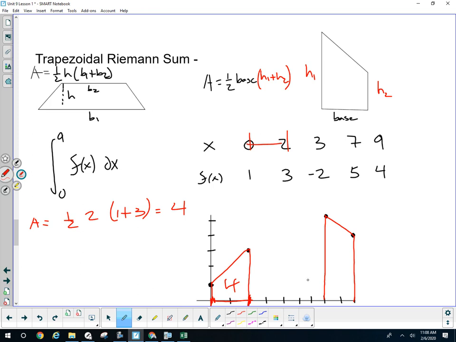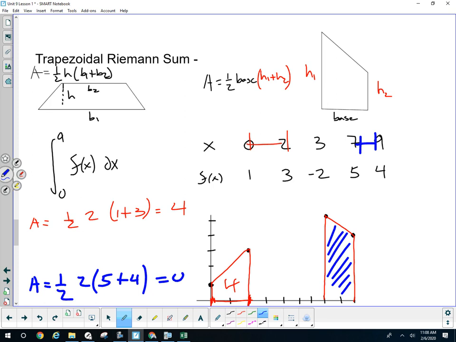Let's do the last one. I'll do it in blue. 1/2. The width was also 2. The heights are 5 and 4. That's 9.